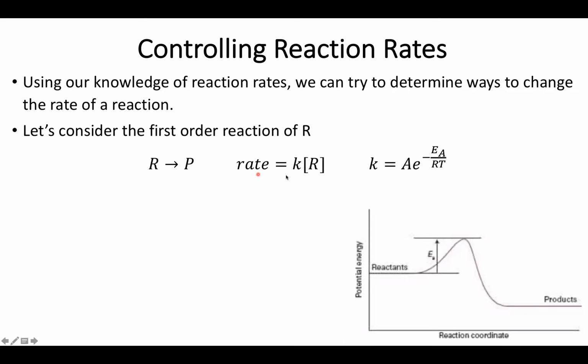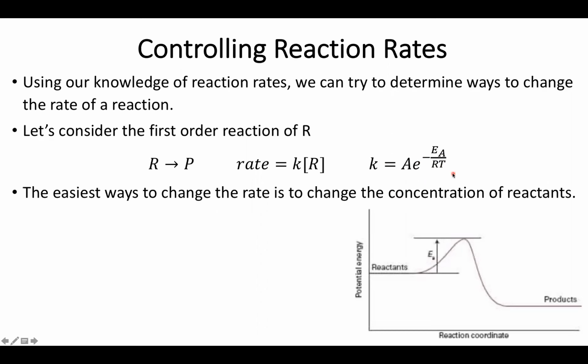So if it's first order, we have a linear dependence upon the reactant concentration, and again, a dependence upon the rate constant, which in and of itself is also going to depend on the Arrhenius constant, the activation energy, and the temperature. And so this gives us three easy controls of a reaction rate: concentration, activation, and temperature.